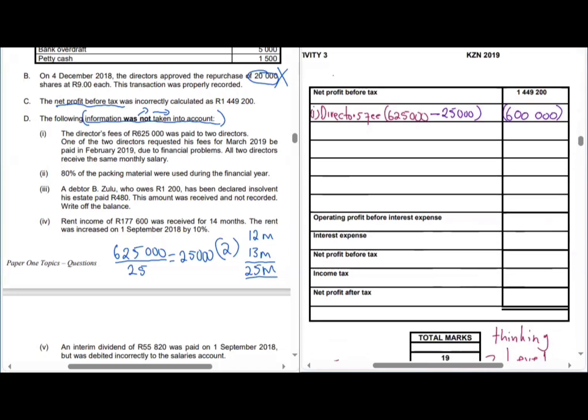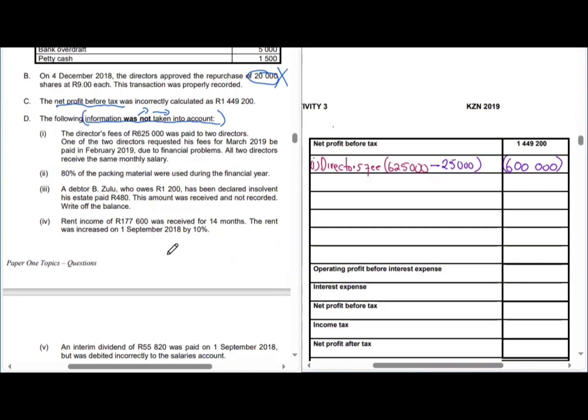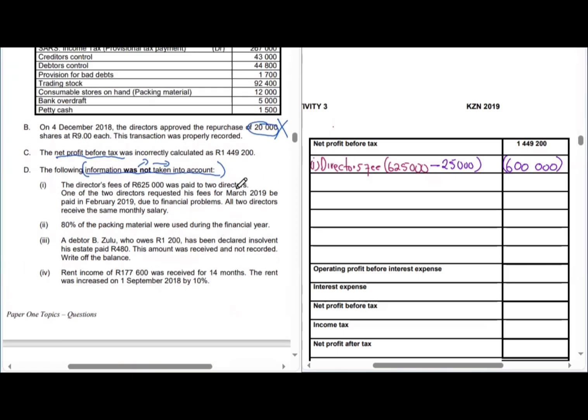So let's take a second transaction. In our second transaction, it says 80% of the packing materials were used during the financial year. 80% of the packing material were used during the financial year.